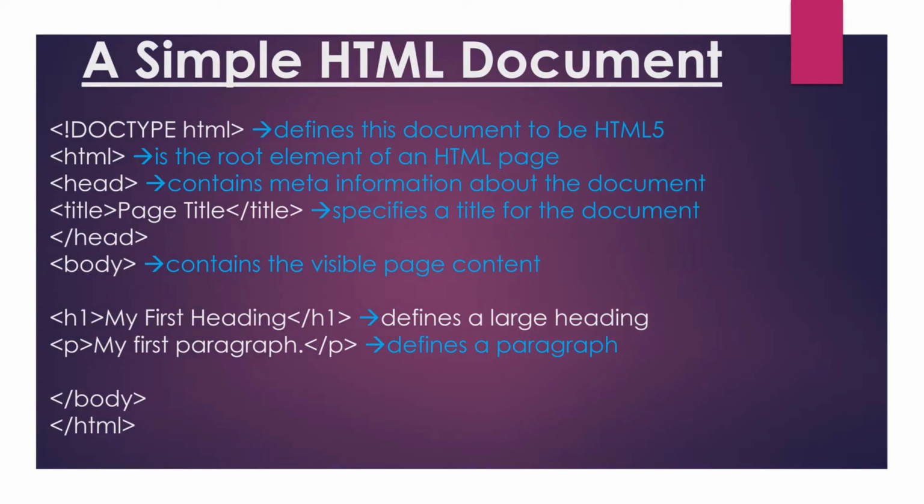Okay, now you know what is HTML. Let's look at a simple HTML document. This is how an HTML document looks like. The first one, we have doctype HTML, which defines this document to be HTML5. Second, we have the opening html, which is the root element of an HTML page. And the third one, we have the opening head, which contains meta information about the document. The fourth one we have is the title. The title specifies a title for the document. And the most important one we have is the body. The body contains the visible page content.